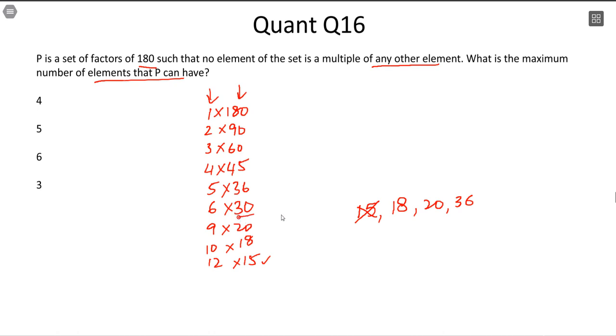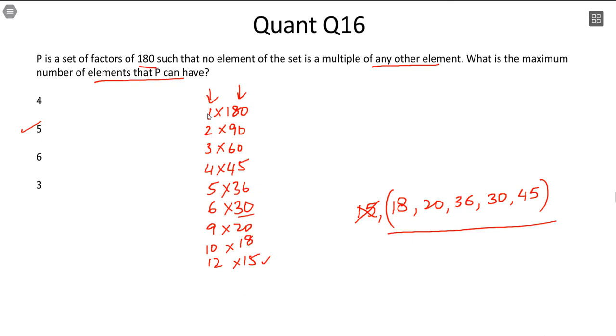And now see, can I take 30 now? Yes. Can I take 45 now? Yes. Can I take 90 now? No, 45 and 30 both are objecting to this. Can I take 60 now? 20 and 30 both are objecting to 60. 180 is of course not possible. And this will give you the largest set size, for which every element of the set is not a multiple of any other element of the set. Answer will be 5. I have done this for the right column.